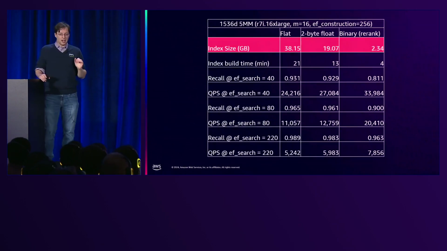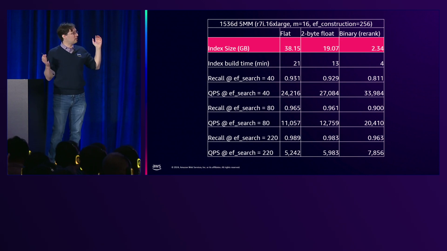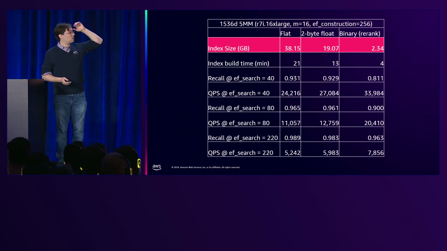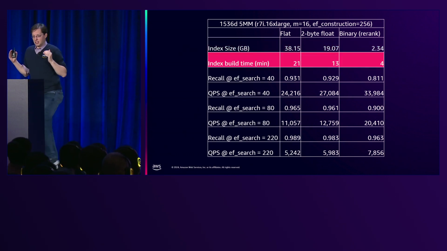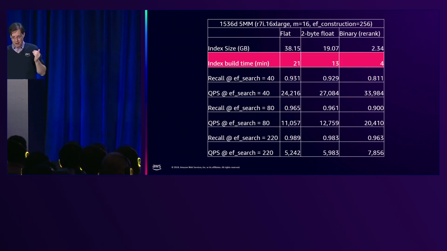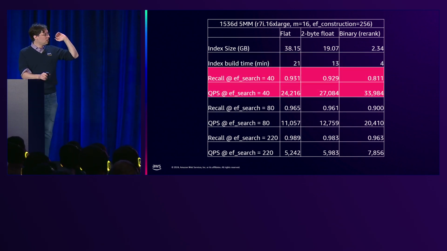So what's the ultimate impact? So here's a test over a particular data set, 5 million, 1,500 dimensional vectors. Left-hand column is the original vector, then 2-byte floating point vector, and then binary quantized vector. And we can definitely see the size difference, and we can see the index build time difference. It takes a lot less time to be able to build a binary quantized vector. But we see the impact on recall. Definitely the binary quantized vector is faster, but at the same level of EF search, it has much worse recall.